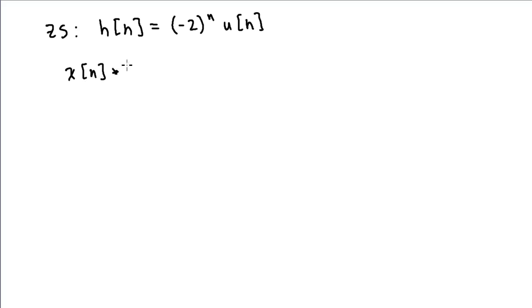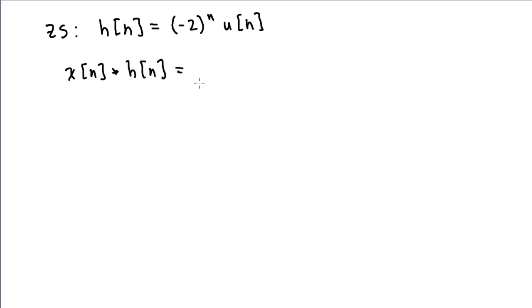Now let's look at the zero state response. For the zero state response, we need the impulse response of the system. That will be given to you. Later in the course we'll see how to determine the impulse response from the system transfer function. But the impulse response of this particular system is minus 2 to the n u of n. So I get the zero state response by convolving the input with the impulse response.